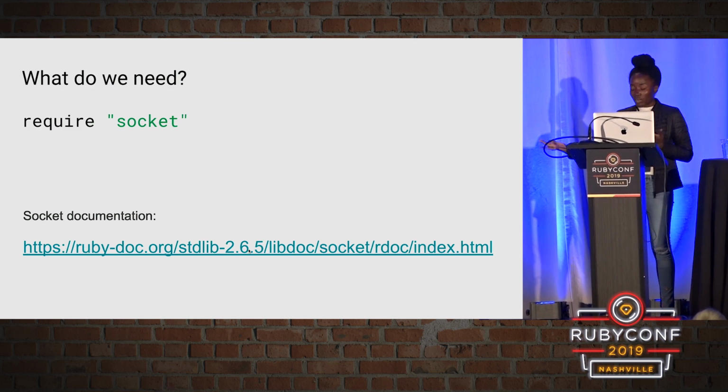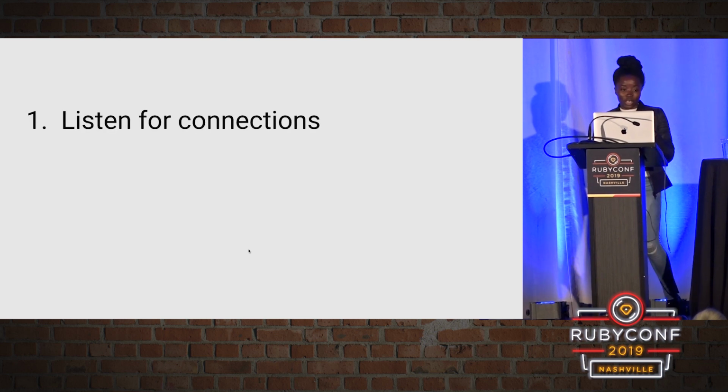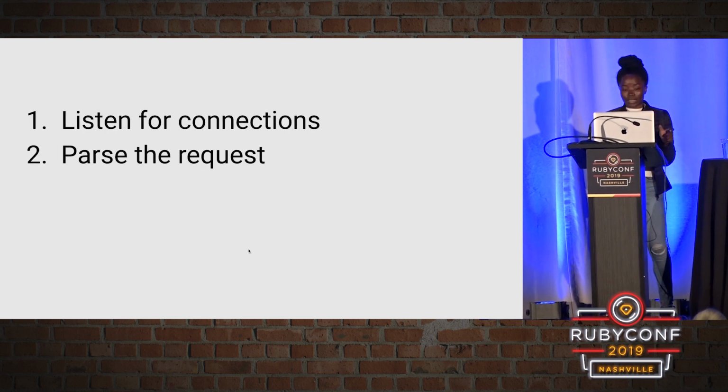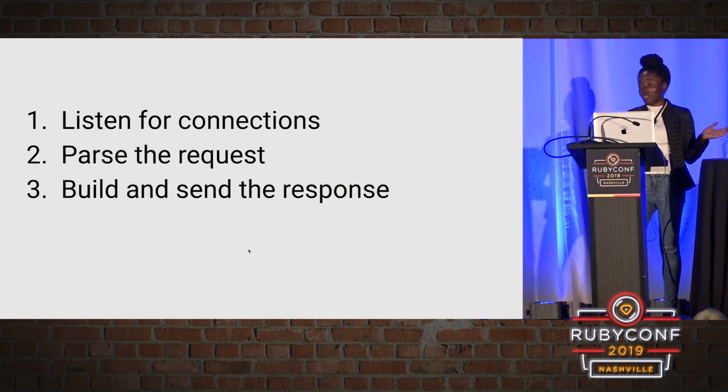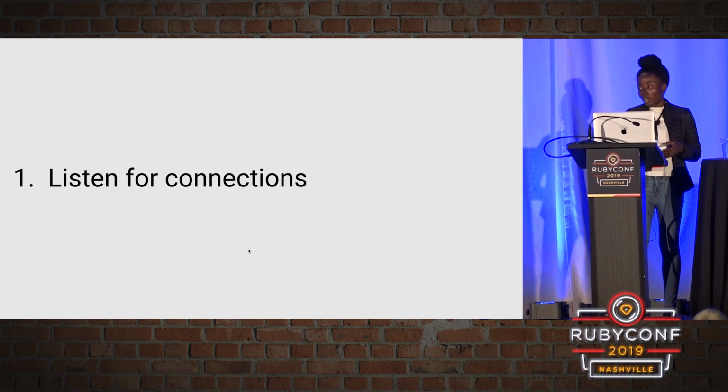Now that we have our socket, we can proceed to building our HTTP server. But before we go ahead, I want to identify the three main features that our server needs to have to be functional. Our server needs to be able to listen for connections. It needs to be able to parse the request, and it needs to be able to build and send the response back to the client. So we're going to build that.